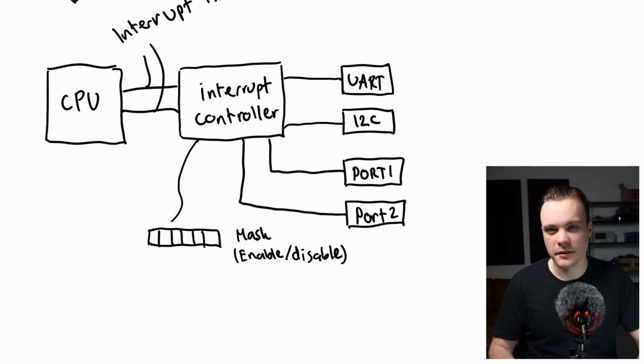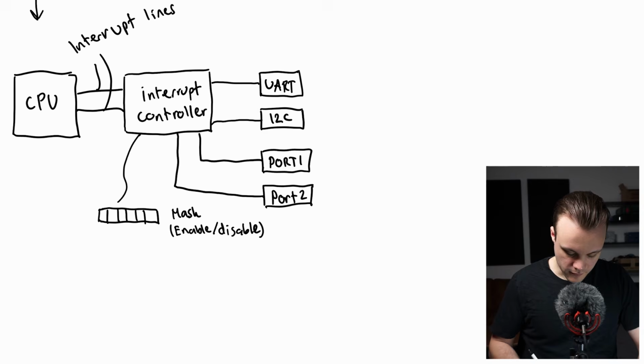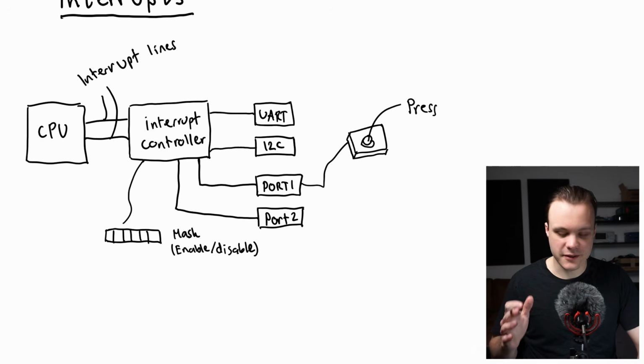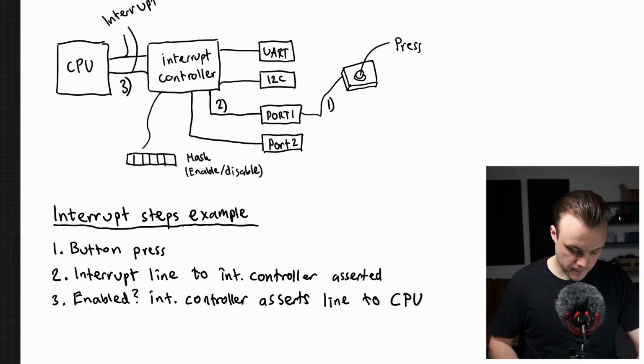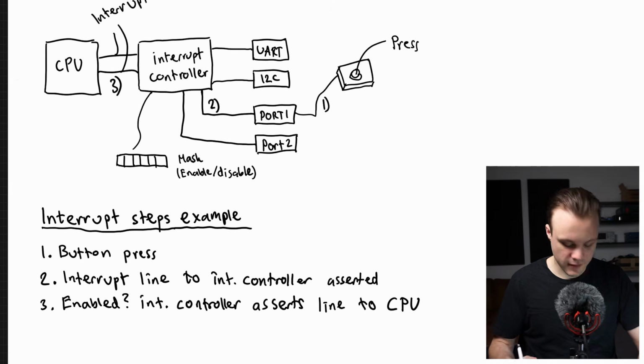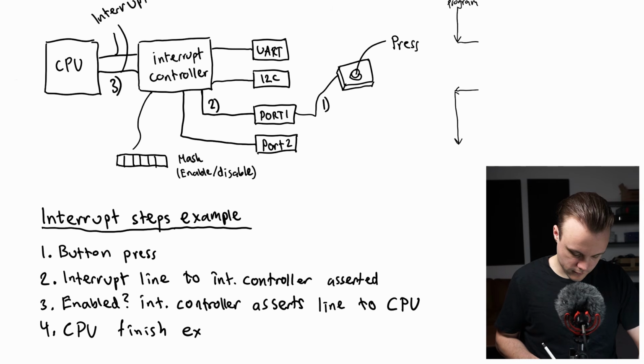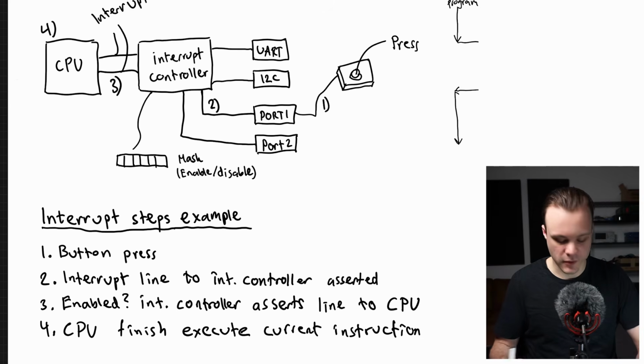So if we continue with the example that I showed before with the button press, we can take a look at what steps are taken from when the button is pressed until the interrupt has been handled. So let's say that the button is connected to this port 1 here. When this button is pressed, it's going to assert the line connected to the interrupt controller. And if this specific interrupt has been enabled, the interrupt controller is going to forward this interrupt to the CPU by asserting a line connected to the CPU. And when the CPU notices an interrupt, it's going to finish executing its current instruction. And then it's going to save the state of the program.